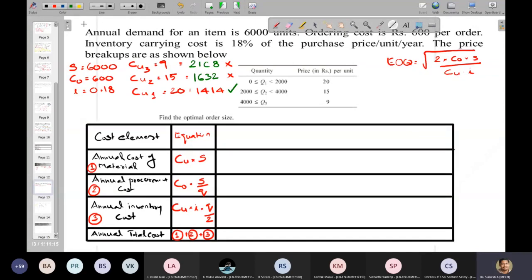So you have to compare here three things. One is for the quantity of 1114. Then it is for the order quantity of 2000, and next is order quantity of 4000. So you have to take the value.